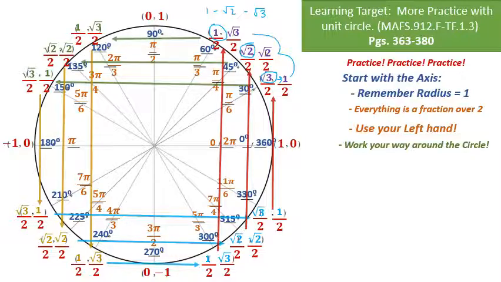1, 2, 3. The key is once you get that first quadrant, everything else copies over. So you really only have to remember those 3 points. And if you remember those 3 points, you can copy them over to every single angle in the unit circle. Okay? Pretty crazy, huh?